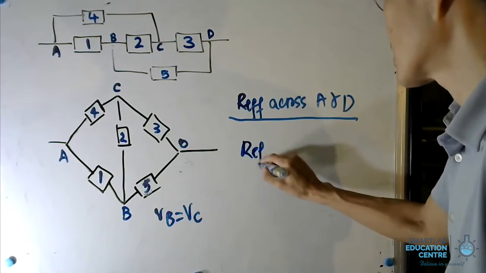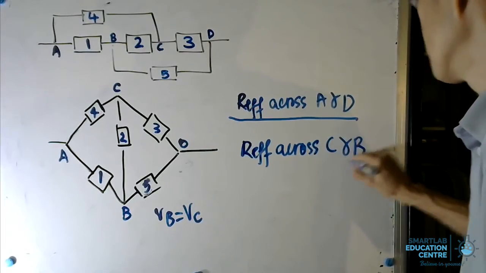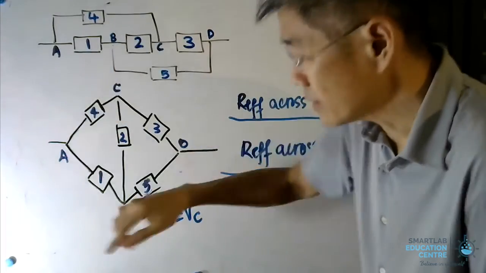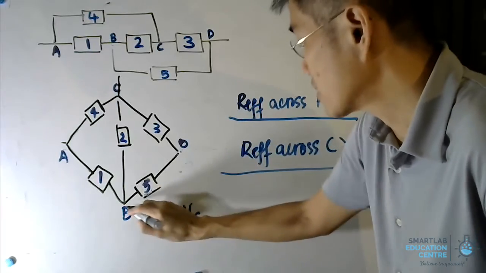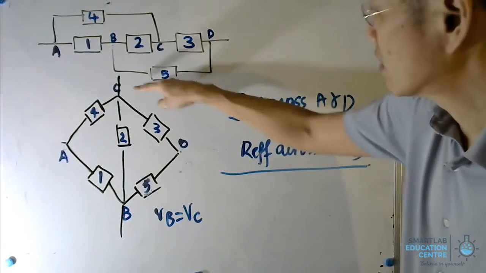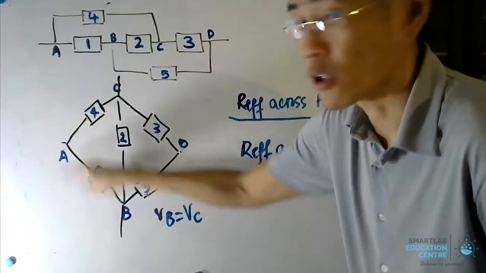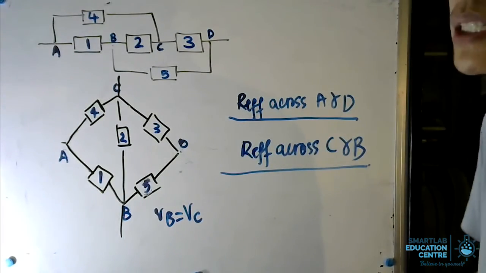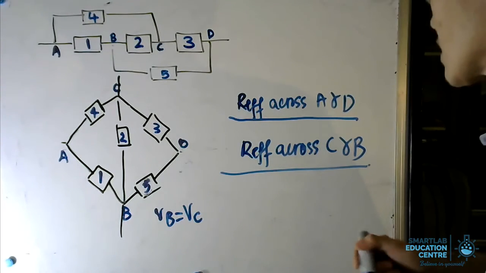Okay, let's take a look at other questions. Say they want the R effective across C and B. If the current is coming in from here and flowing out from here, you will have 3 sets of resistors in parallel. One comprises 3 and 5, the second is just 2, and the next one is 4 and 1. This should be quite easy to calculate because you can just use the formula for effective resistance for resistors connected in parallel.